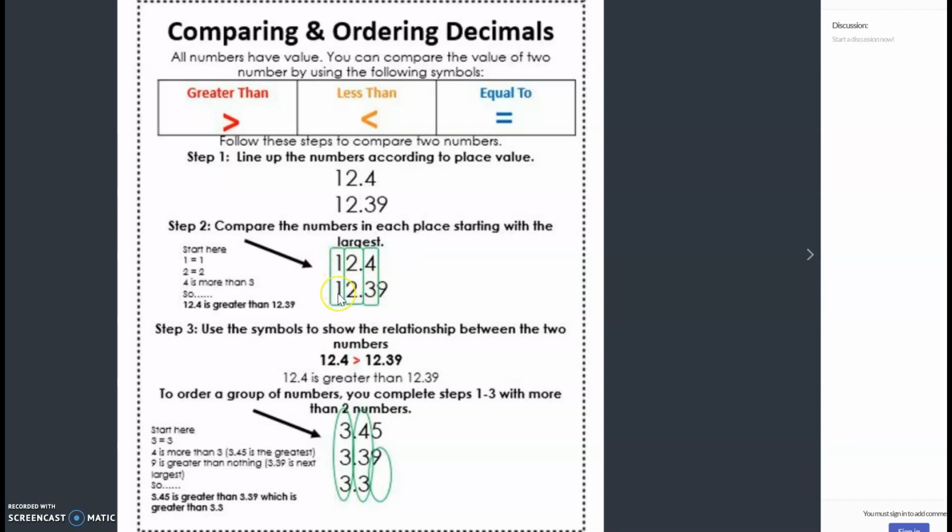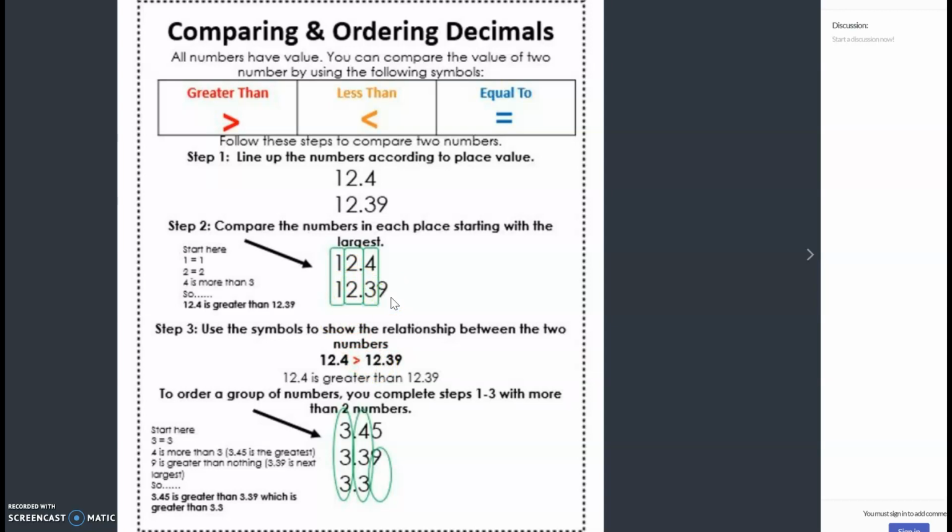If the digits are the same, obviously, I'm going to move on to the next digit, okay? Until I find a digit that does not match. So my 1s are the same, my 2s are the same. I get to my tenths, and my 3 is smaller than my 4. So that tells me that 12 and 4/10 is larger than 12 and 39 hundredths, okay? So I would have to go digit by digit comparing the numbers.